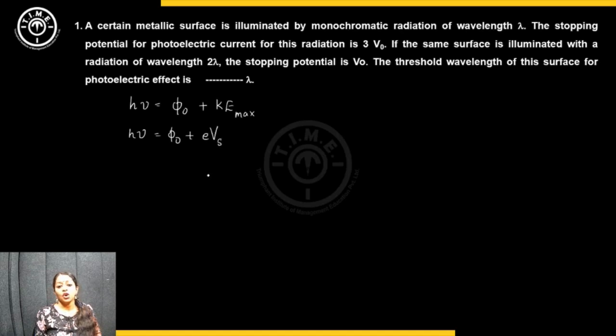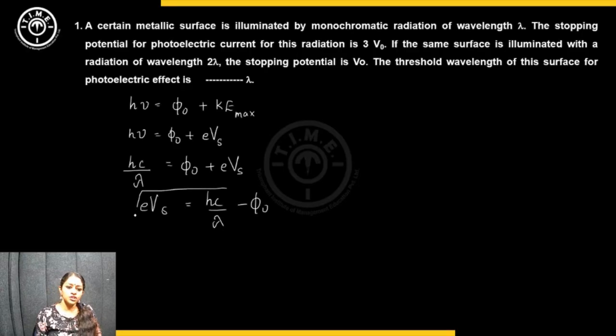Clear. Also, this question is regarding wavelength of incident radiation. So in place of nu, we can substitute c by lambda and rewrite the equation as hc by lambda is equal to phi 0 plus eVs. Just rearranging the equation, eVs is equal to hc by lambda minus phi 0. So we are going to solve this question using this relation.